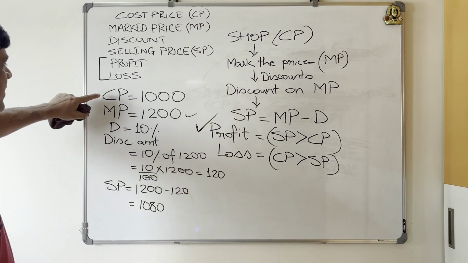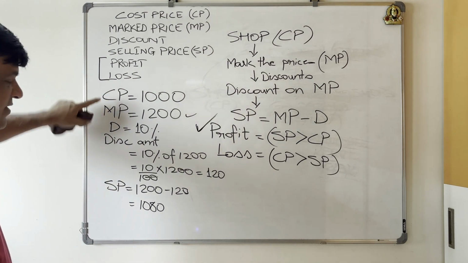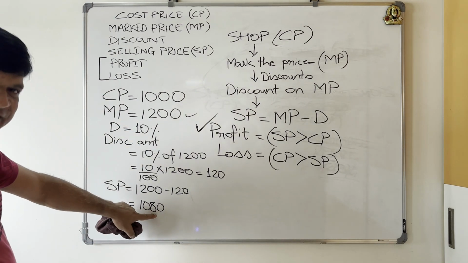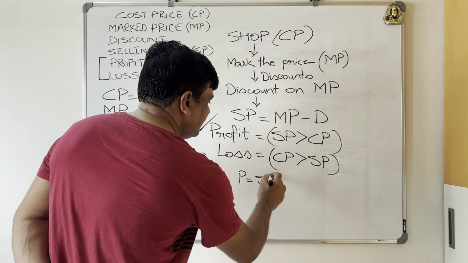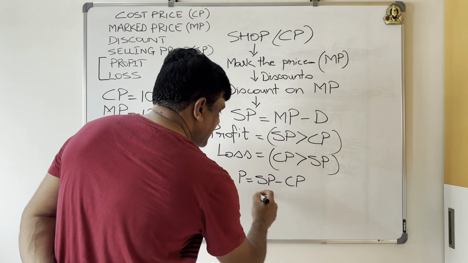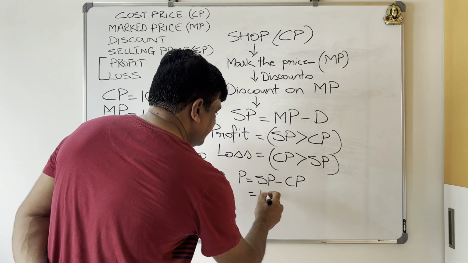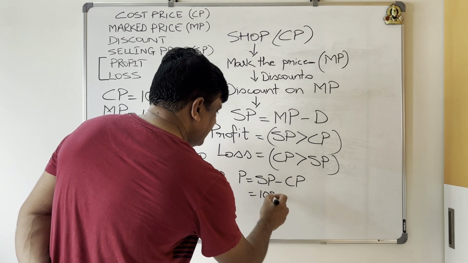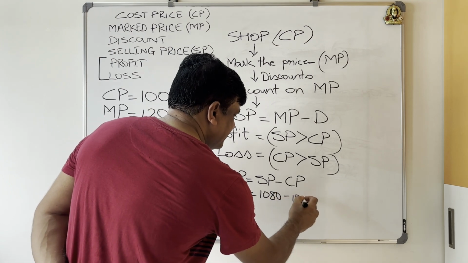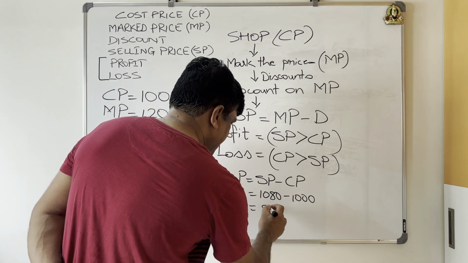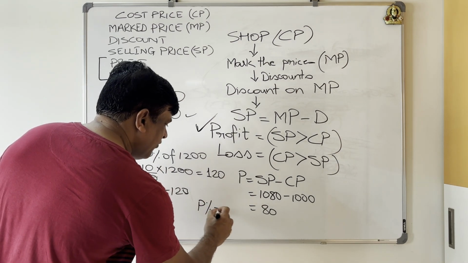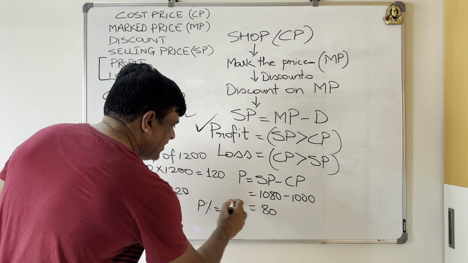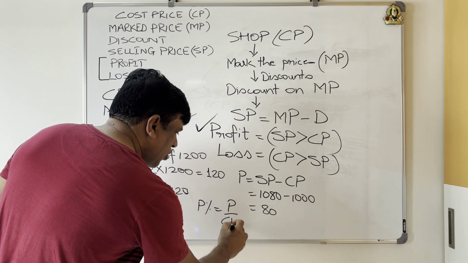So if you look at it, his cost price was 1,000. He's selling at 1,080. So in turn he's making a profit, which is calculated by SP minus CP. SP is 1,080 minus 1,000, which is 80. And what is the profit percent he's making? How do you calculate the profit percent? Profit percent is nothing but profit by cost price.